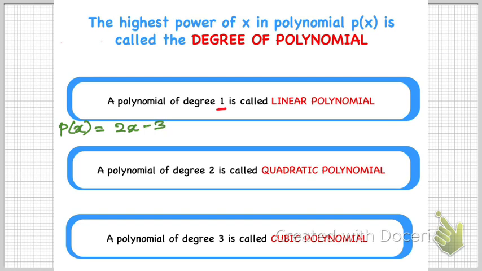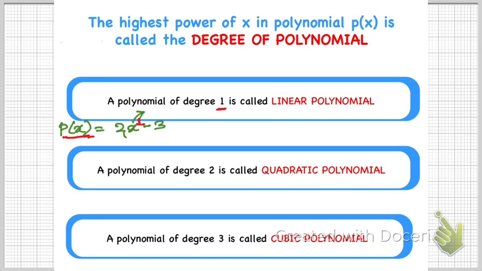So here in this polynomial you will see that the exponent of x is 1, because x to the power nothing is there, so we have x to the power 1. Since the degree of this polynomial is 1, we can call this polynomial a linear polynomial.